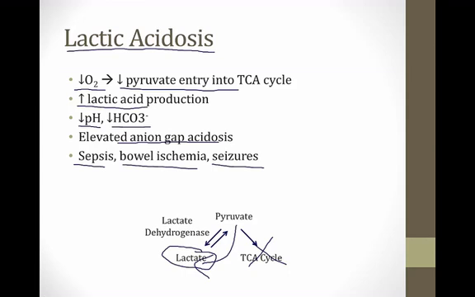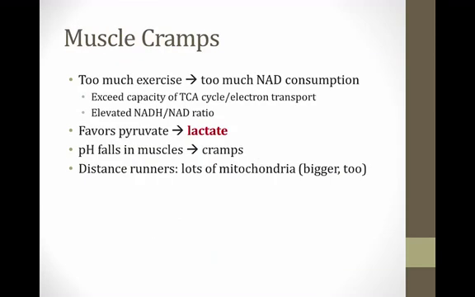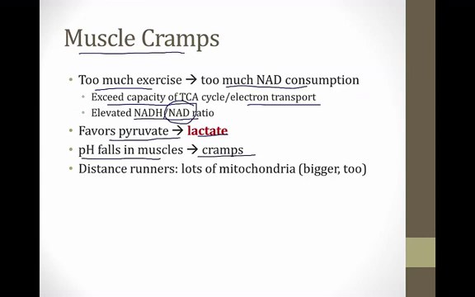And this is all related to what I showed you on the previous slide, the need of the cell to regenerate NAD for glycolysis. Another clinical correlation of the need to regenerate NAD is muscle cramps. When you exercise too much, you consume too much NAD and you exceed the capacity of the TCA cycle and electron transport. You have an elevated ratio of NADH to NAD. This favors the conversion of pyruvate into lactate to get that NAD back that muscles need. This means the pH will fall in muscles and this is what leads to muscle cramps.